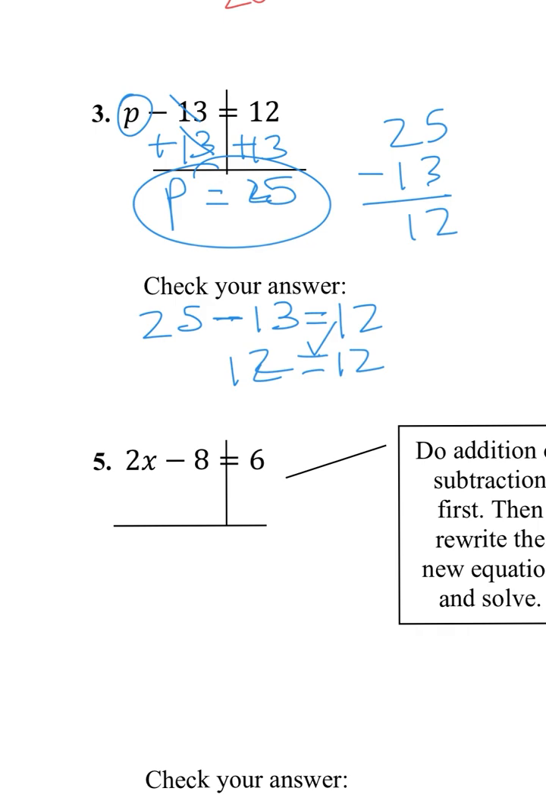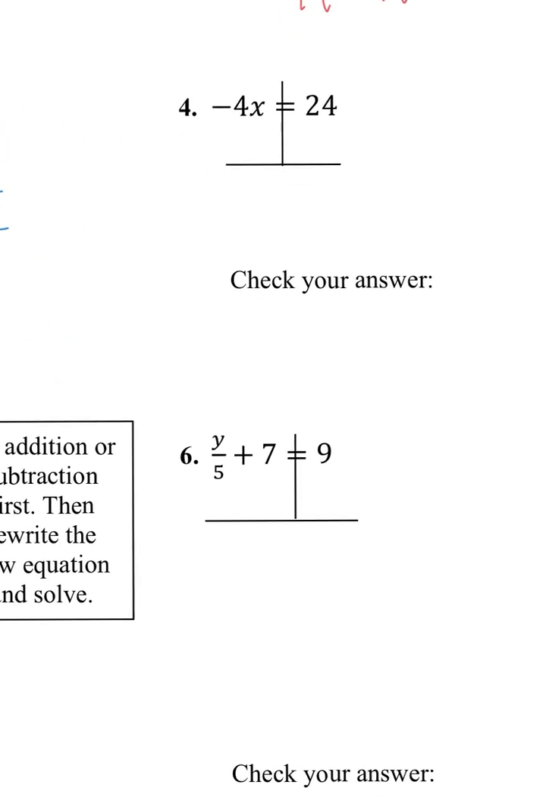Okay, number 4. On number 4, you've got negative 4x equals 24. So is there any addition or subtraction? No, there's not. Is there any multiplication or division? Yes, there is. In this case, negative 4 next to the variable x is multiplication. What is the opposite of multiplication? Division. So I'm going to divide both sides by negative 4. Multiplying by 4, dividing by 4 cancels out. So I got x equals, and then 24 divided by negative 4 is negative 6.